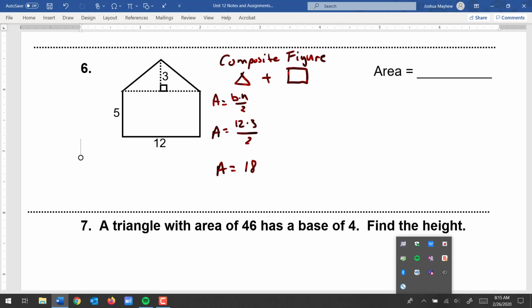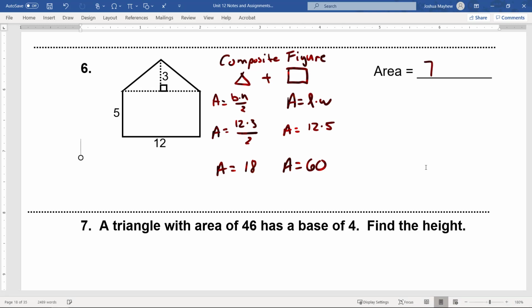And then a couple of days ago we talked about area of a rectangle. Area of a rectangle is length times width. It has a length of 12, a width of 5. That gives us an area of 60. When you have composite figures, you add the two areas together. 60 plus 18 is 78 square units for the area.